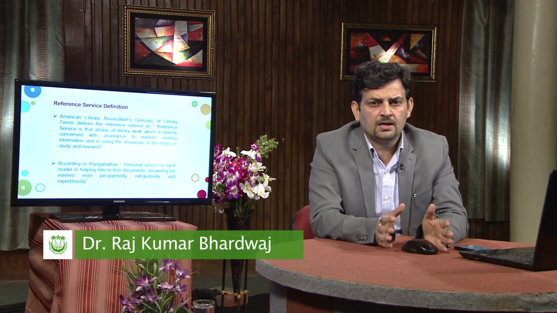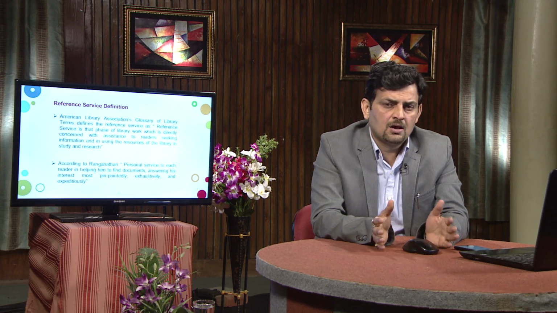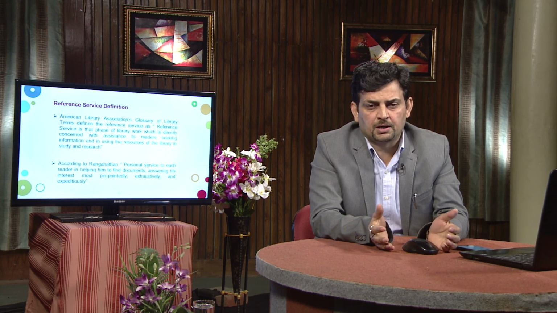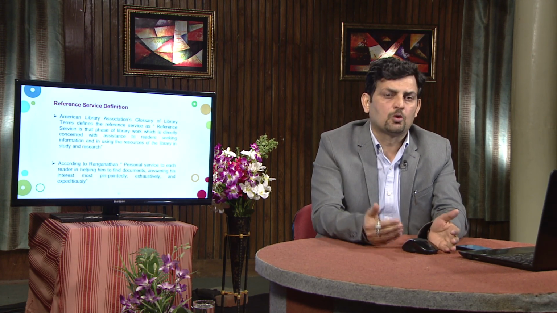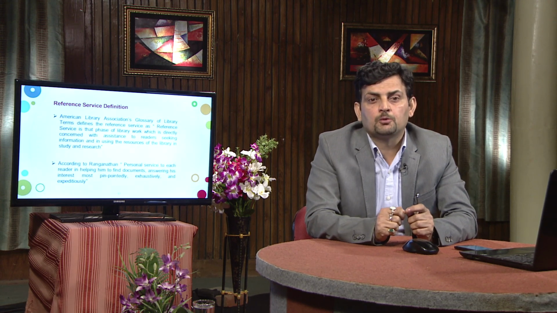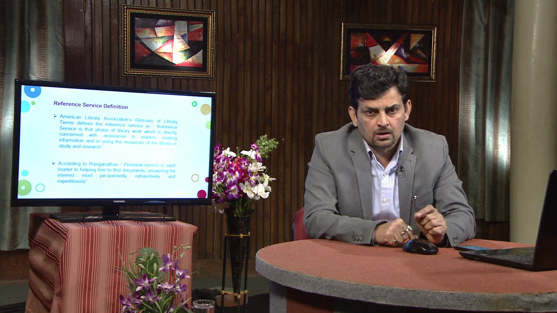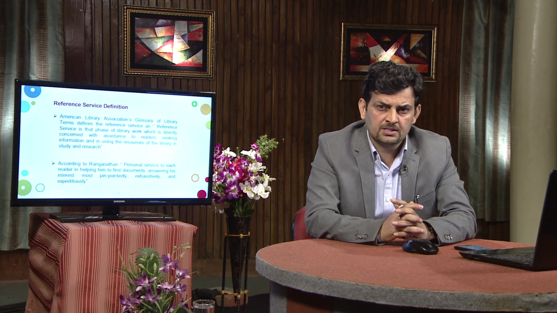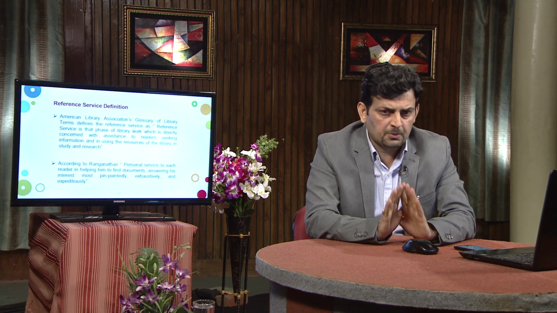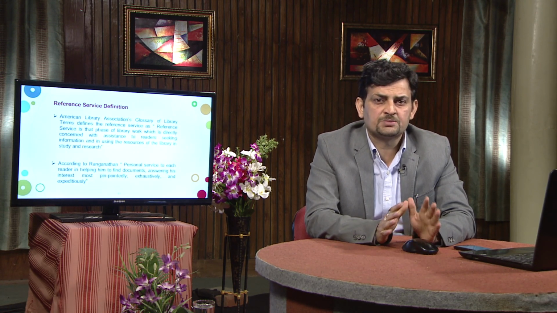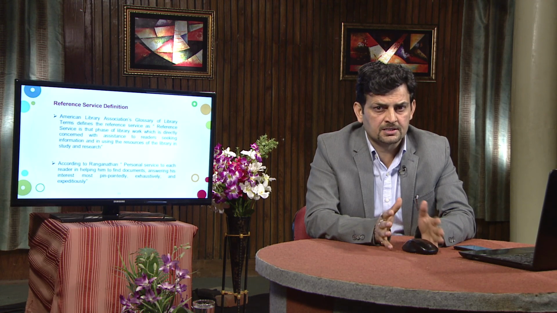Then you have to provide the information exhaustively, meaning you have to provide the maximum information related to that query. So, if the user asks for one book and the library has two appropriate books relating to that query, instead of providing one book, the library should provide the two books, meaning the maximum information available in the library should be provided to the users. And we have to provide that information expeditiously, meaning as fast as possible.